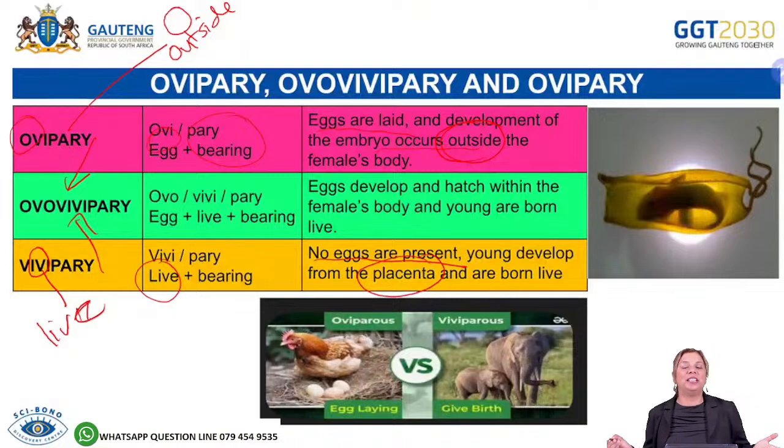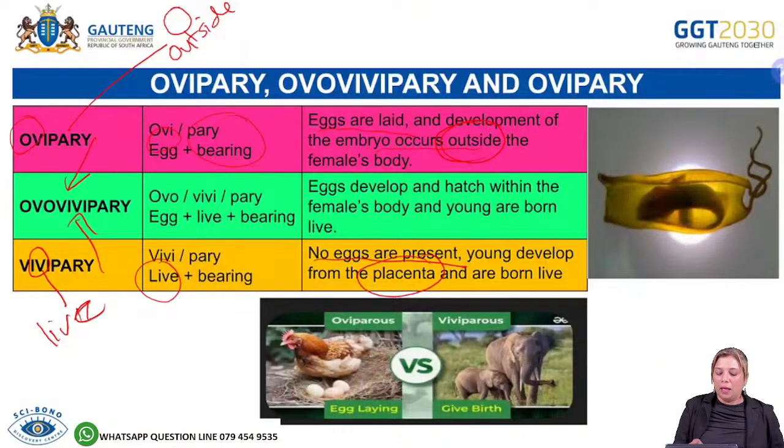So you don't even have to learn this one. You know that it's got to do with eggs, because ovipary has got to do with eggs, and we know that vivipary, born alive, means that there's going to be eggs and then there's something that's going to be hatched. It's going to be a combination. So let's look at the definition. Eggs develop and hatch within the female's body, and the young are born live.